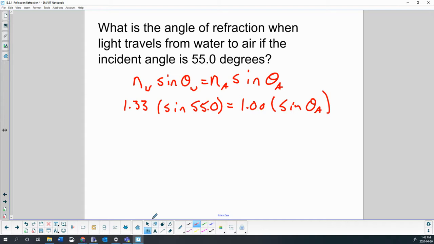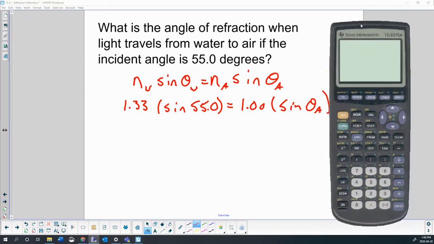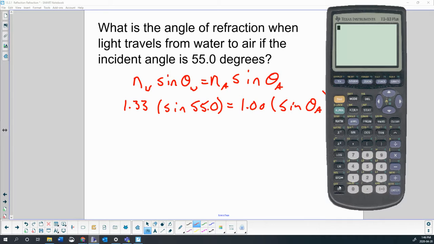Let me get my calculator here because something interesting happens when you go to solve this equation. First of all, whenever you, like I have, just turned on my calculator, make sure you're working in degrees. And now let's put the values in. So on the left-hand side, I have 1.33 times the sine of 55. That gives me 1.089. Divide by 1 to move the 1 over. And so the sine of the angle in air is equal to 1.09.